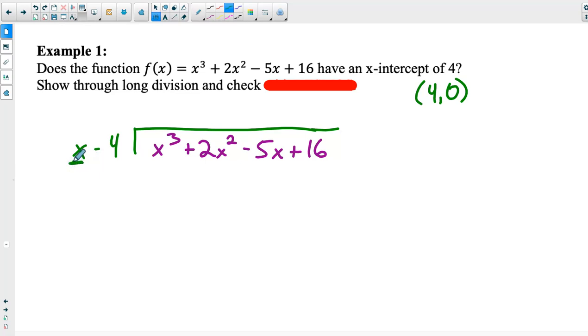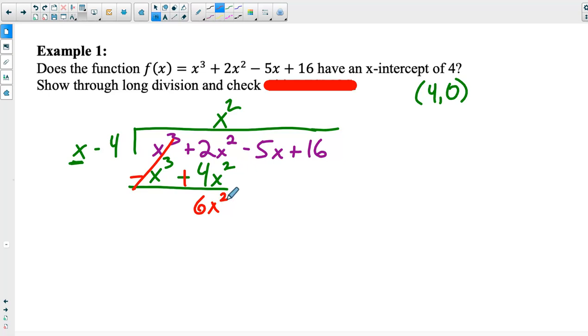x times what is x cubed? x squared. So I go to my column and I go x squared. And then I distribute to both x and to the negative 4. So I got x cubed and then I get minus 4x squared. Draw my line. What else do I do? Subtract. Okay? So I flip those signs. So now I come and I subtract. And this actually becomes a plus because it's minus minus. So that's gone. And then I end up with 6x squared.